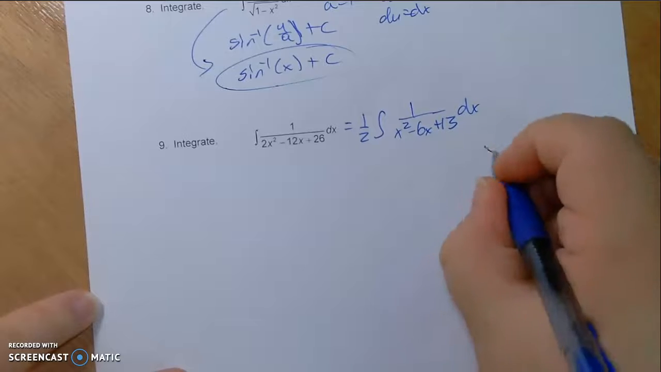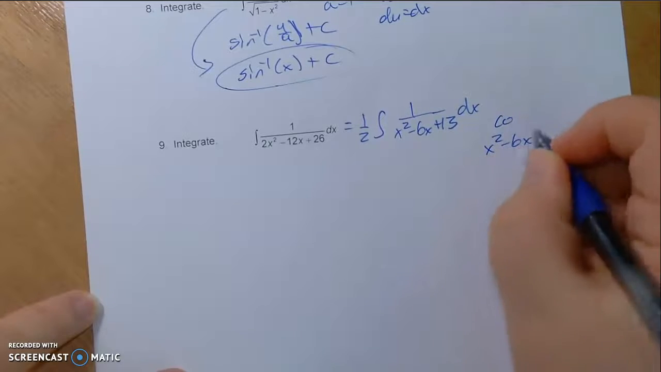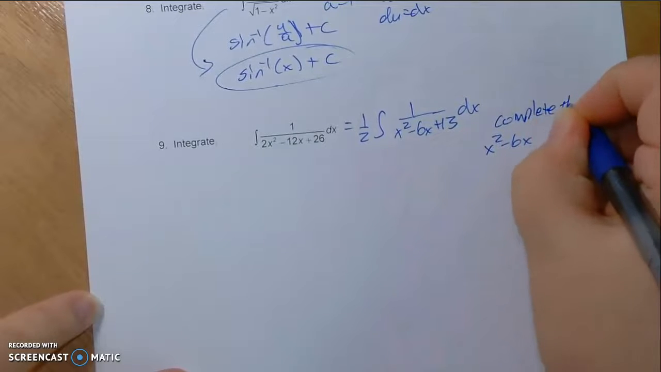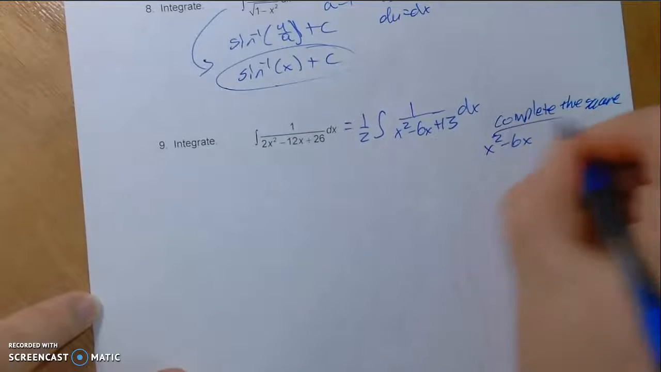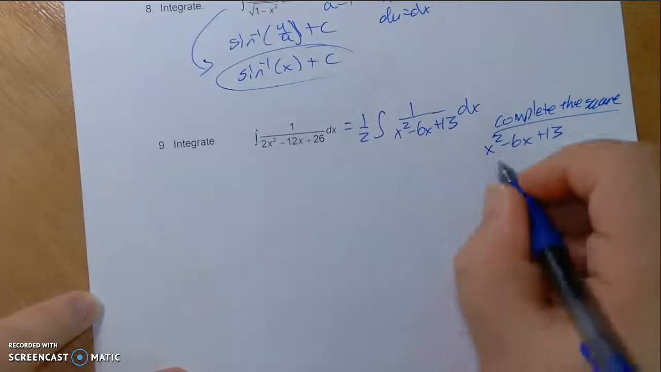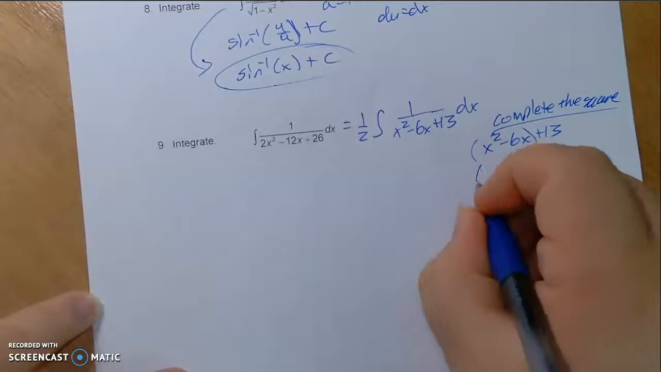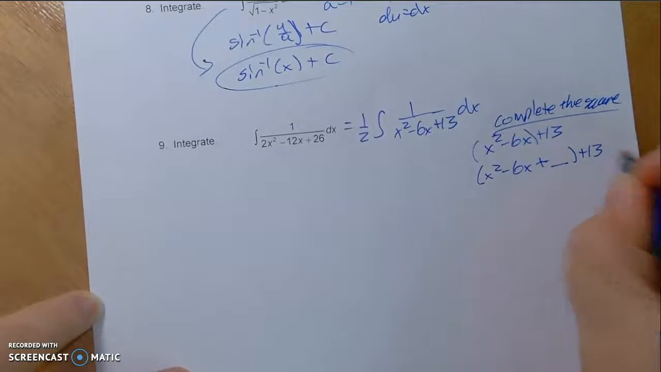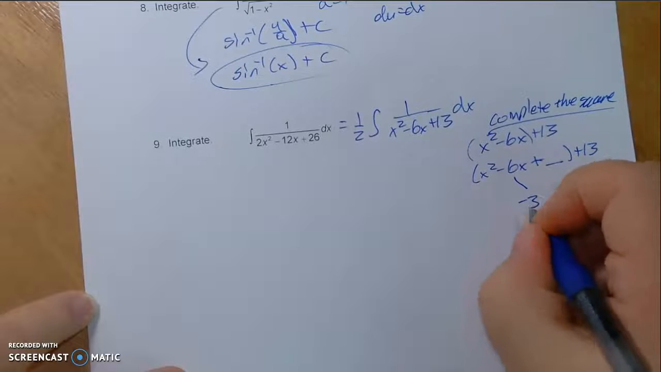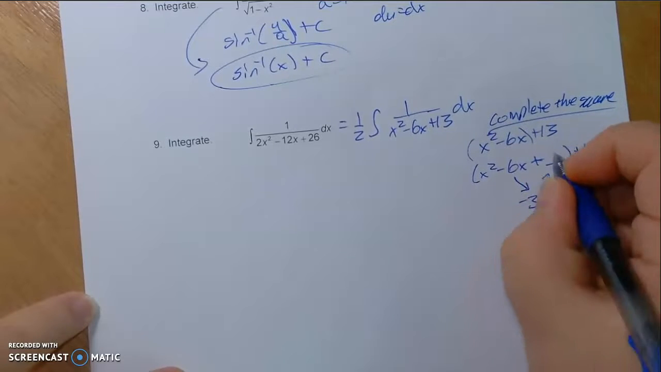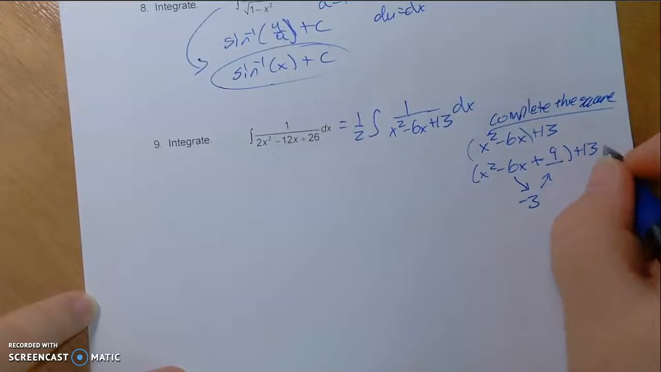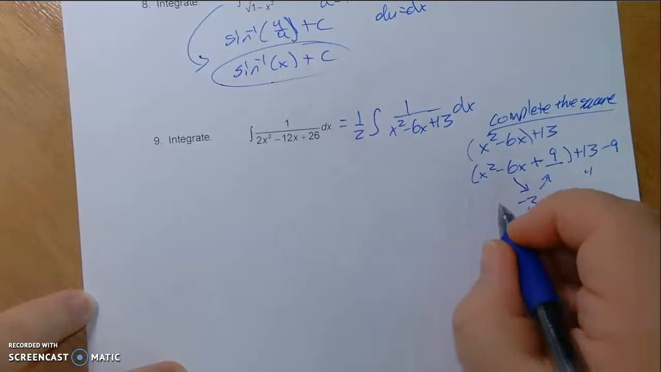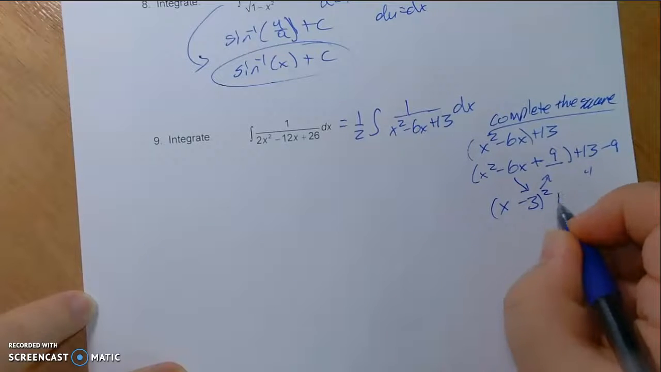Let's complete our square. X squared minus 6. Complete the square, plus 13. We're going to group the first two. So we get x squared minus 6x plus 13. We're going to half this to get minus 3, and then square it. We get plus 9. So we add a 9, we're going to subtract 9. So this becomes 4. When we factor, we get x minus 3 squared plus 4.